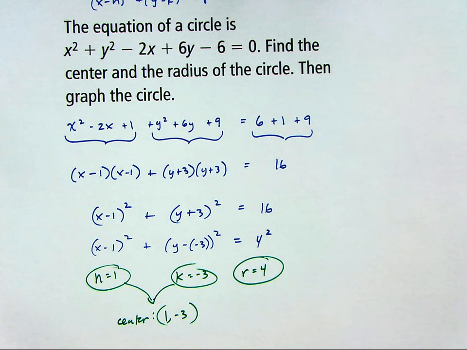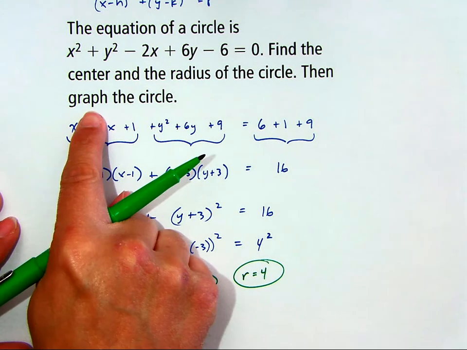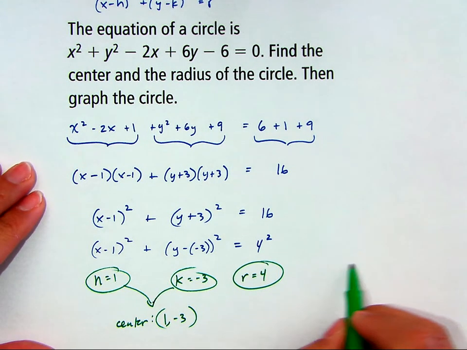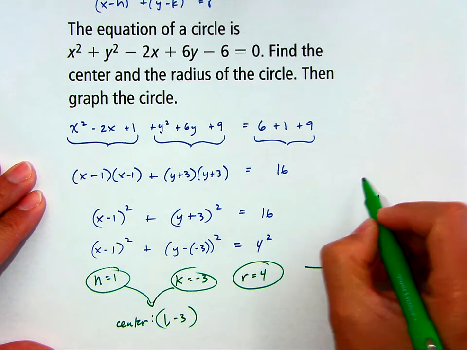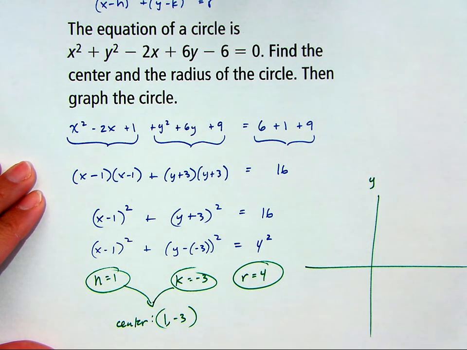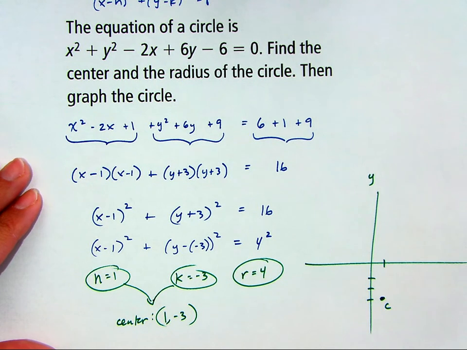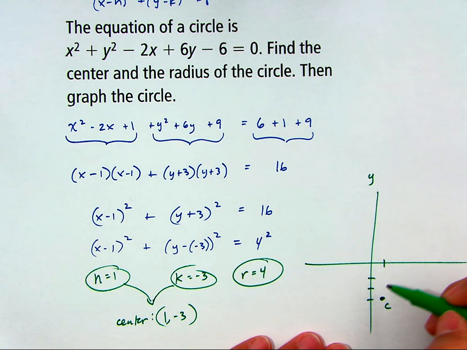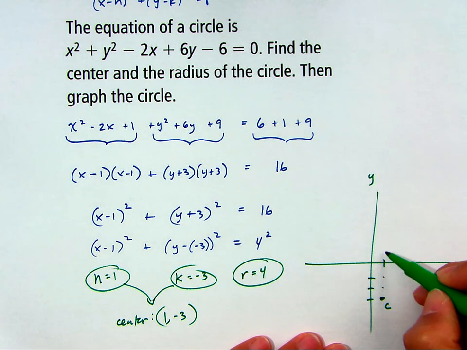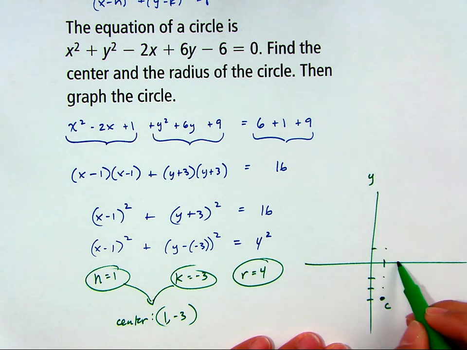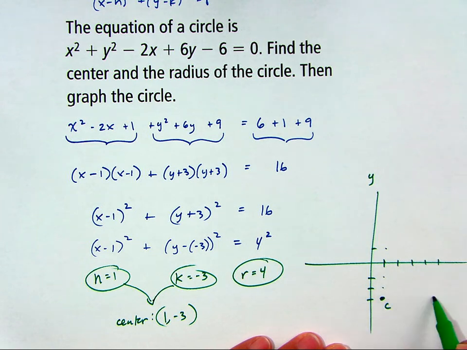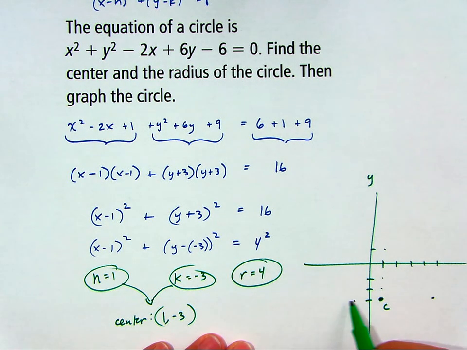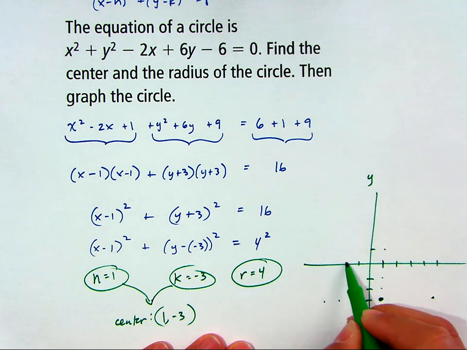Okay. All right. So the final thing we're going to do is just sketch a quick graph. And so let's draw ourselves an x and a y axis. Okay, the center is at 1, negative 3. Put a little c there, so that's the center. And the radius is 4. So if we go kind of 4 up, 1, 2, 3, 4. 1, 2, 3, 4, 4 to the side. 1, 2, 3, 4. 4 to the left.